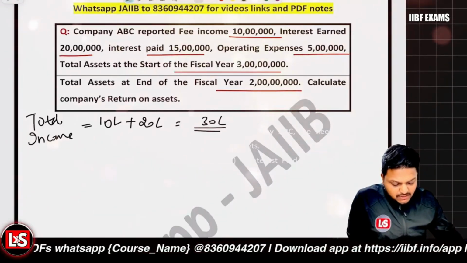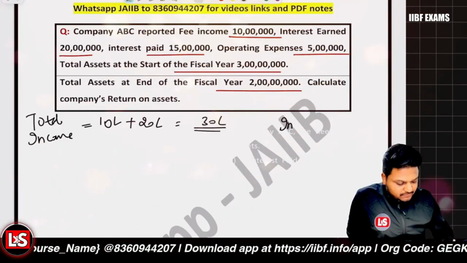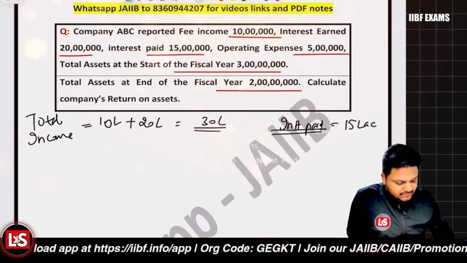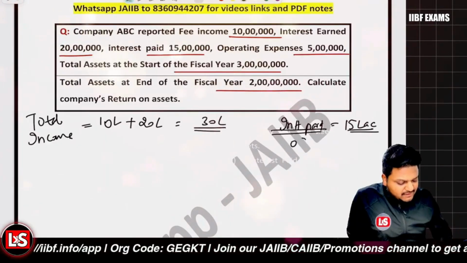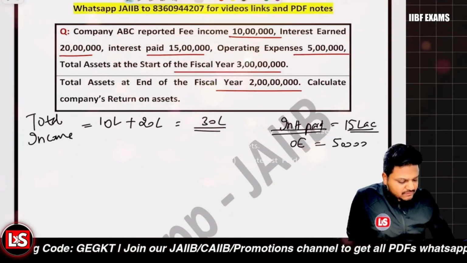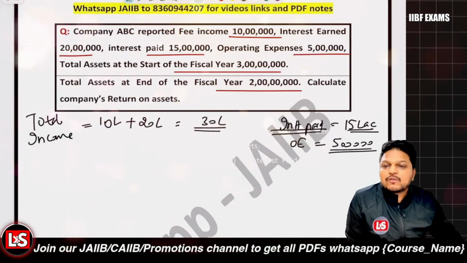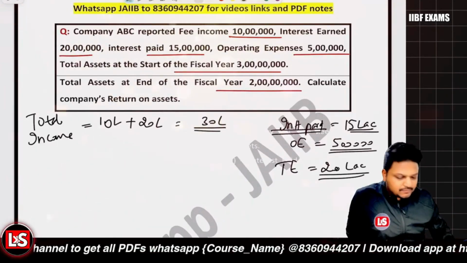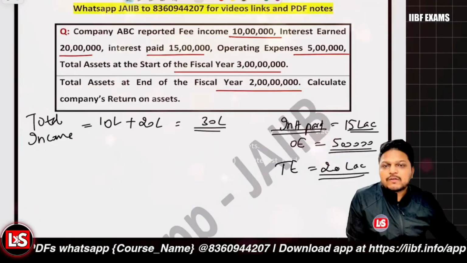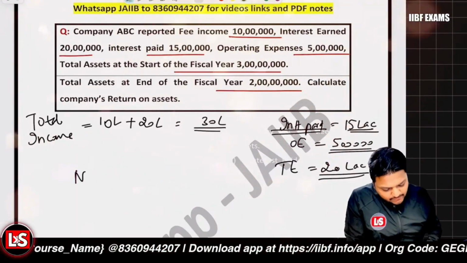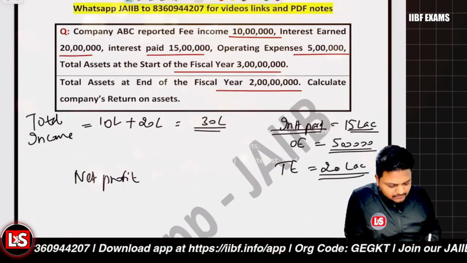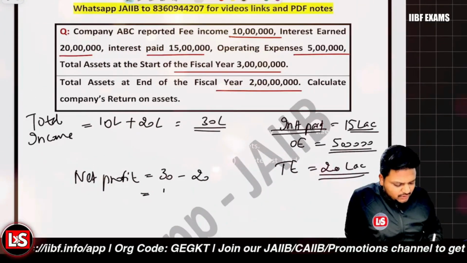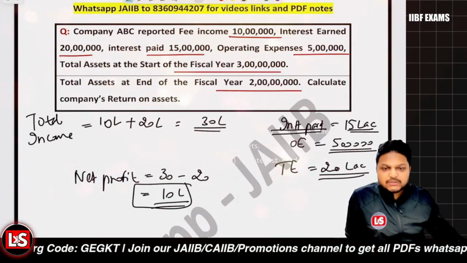And what about the payments? The interest paid is 15 lakh. And further, the operating expenses, those are 5 lakh rupees. So total expenses we can say will be equal to 20 lakh. So what will be the profit, or we can say what will be the net profit? That will be equal to total income 30 minus 20, that is equal to 10 lakh. That is your net profit.